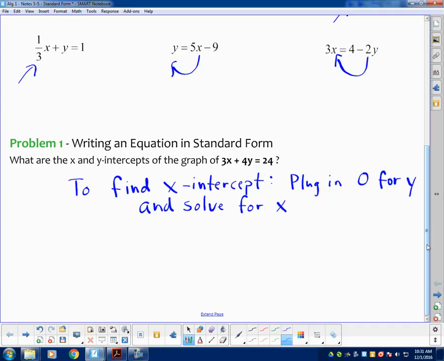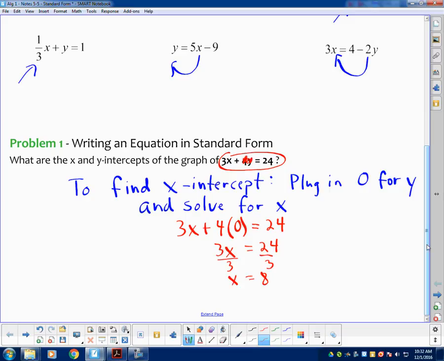So here I would plug in 0 into the equation, this equation right here, in place of y. So I write 3x plus 4 times 0, I'm replacing y with 0, equals 24. It's equivalent to just covering up this term right here, this 4y term. It's like I'm scribbling it out, because 4 times 0 is just 0, and I'm left with the equation 3x equals 24. And so if I divide each side by 3, x equals 8.